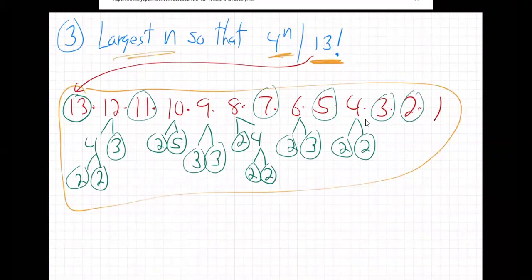I don't see any 4s. Well, I guess I see one 4 here. Am I just supposed to say that, and then another one there? Am I just supposed to say those 2 4s? What am I supposed to do? How do I answer this question?